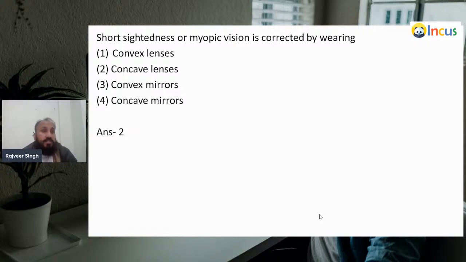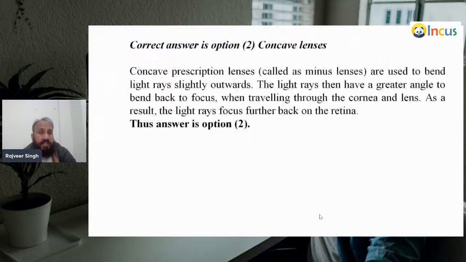Next question: short-sightedness or myopic vision is corrected by wearing a convex lens, concave lens, convex mirror, or concave mirror. A mirror is not the answer to this question, so that option is eliminated. You should know that in hypermetropia we generally use a convex lens, and in short-sightedness we generally use a concave lens. So the answer will be the second.